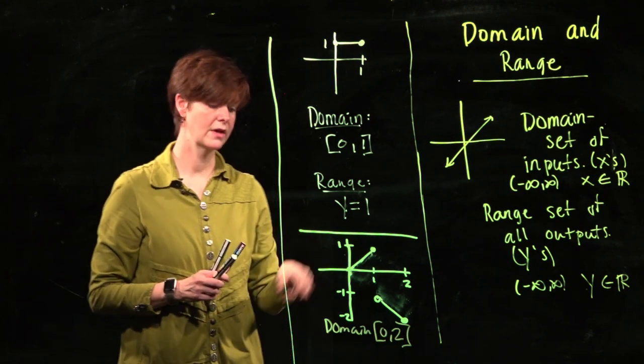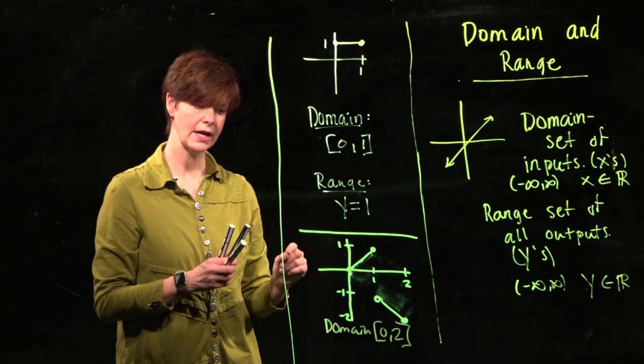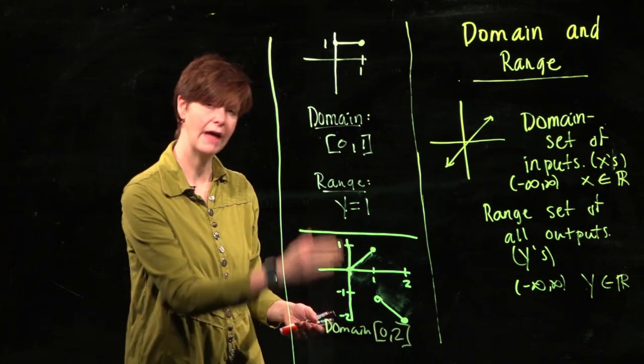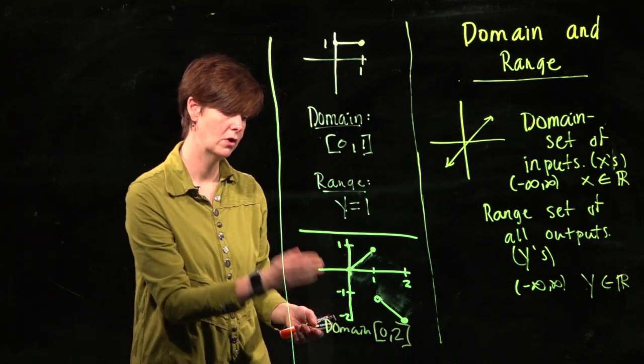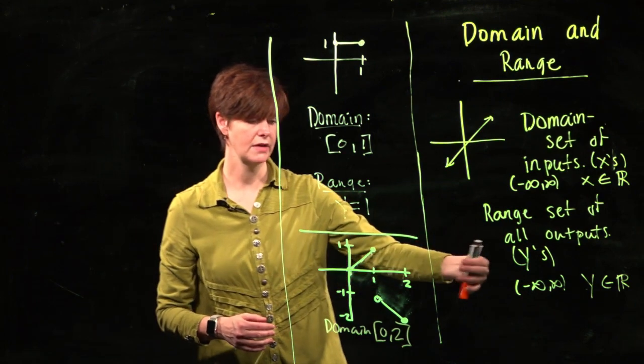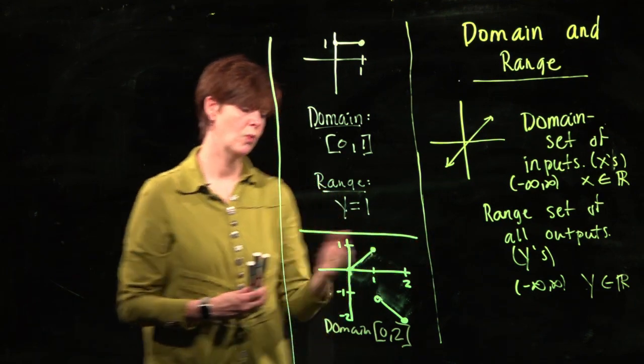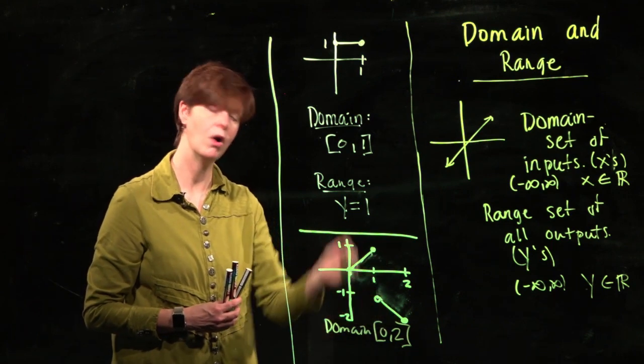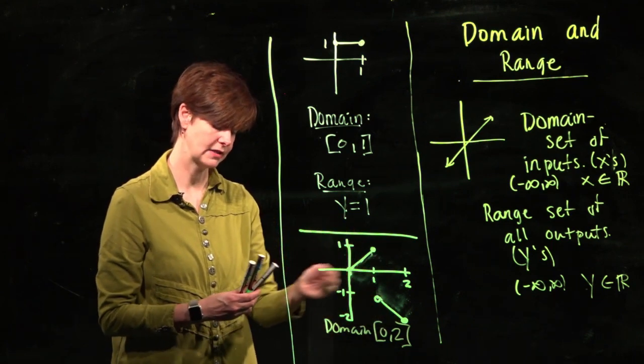Now, let's look at the range. The range, same sort of thing. You're going to ask yourself, what y values does this graph pick up? Okay, let's see. Let's cast a light from this side and look at where this shape creates a shadow on this y-axis.